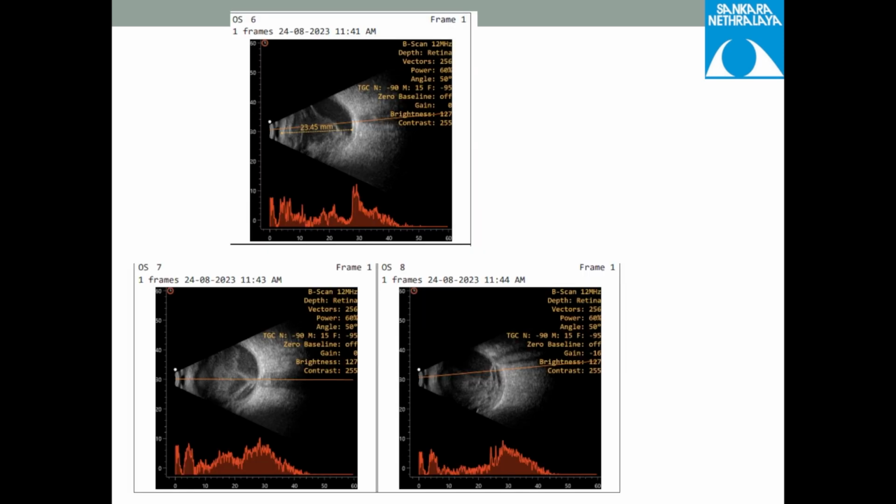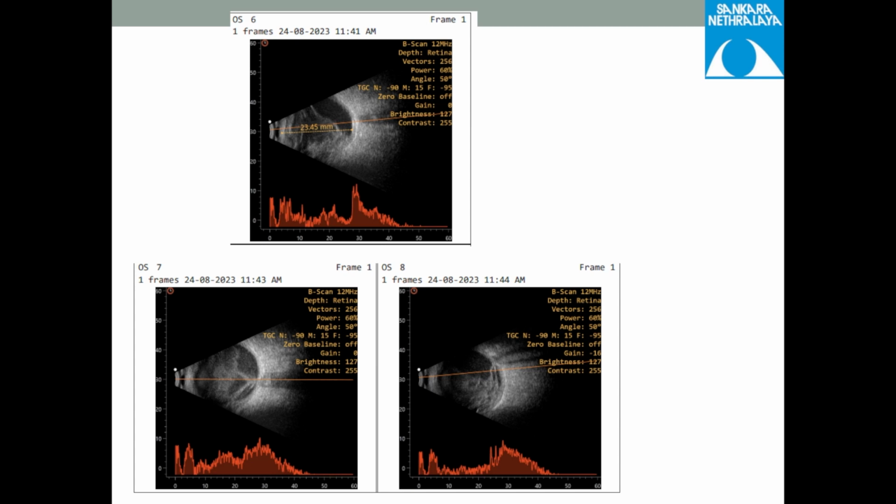Do you know what is the resolution of the ultrasound? Axial resolution of the ultrasound, just like you have axial resolution of the OCT. What is the axial resolution of ultrasound? Which is why he said it is a retinochoroidal mass. You can't call it retina separate, choroid separate. What is the usual thickness of the retina? Unless it is detached, you cannot tell retina away from choroid.